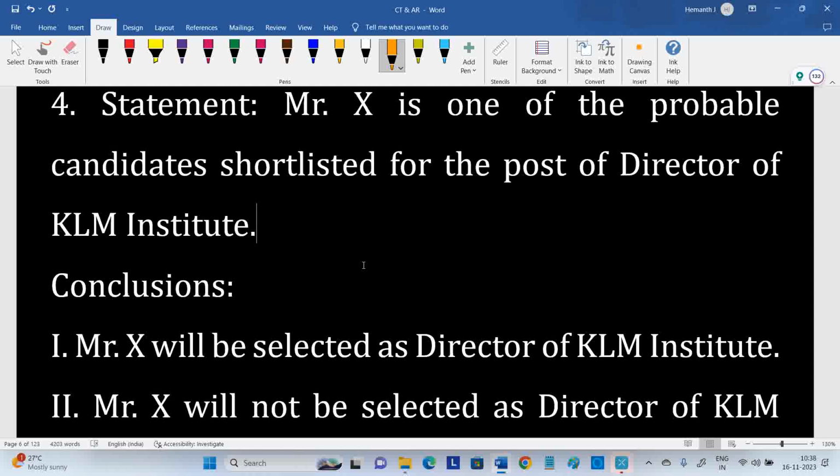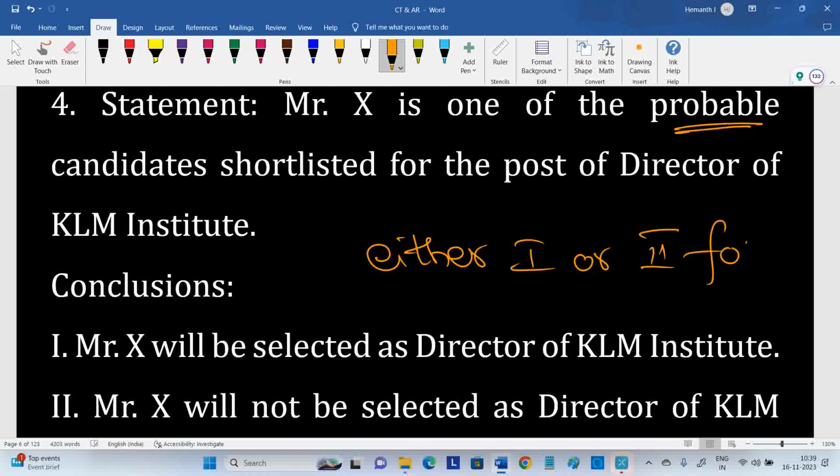Either one or two. Probable means may or may not be. India may win the World Cup. May. Yes or no, there is a chance. Maybe, right? So like this is the probable candidate. He may be selected, may not be selected. So one among that will definitely happen. So either one or two is the correct answer. Either one or two follows. So he may be shortlisted, he may not be shortlisted.